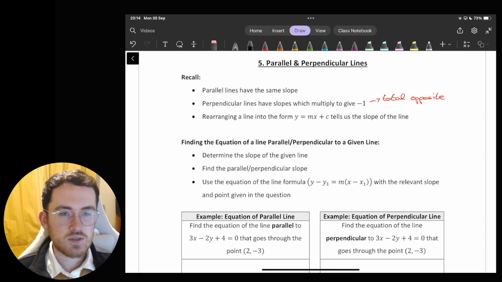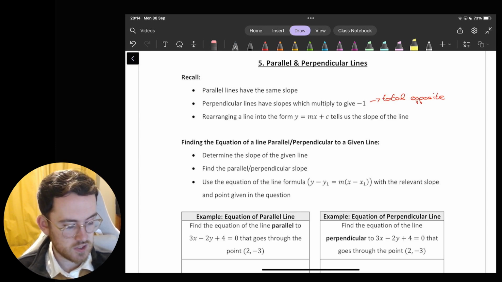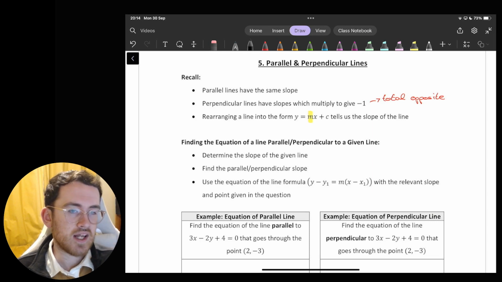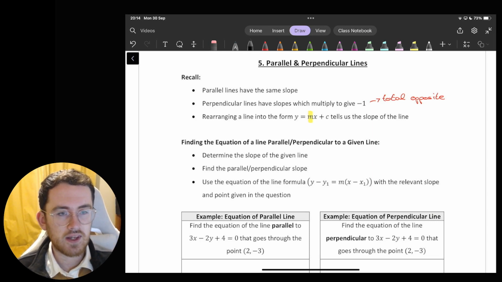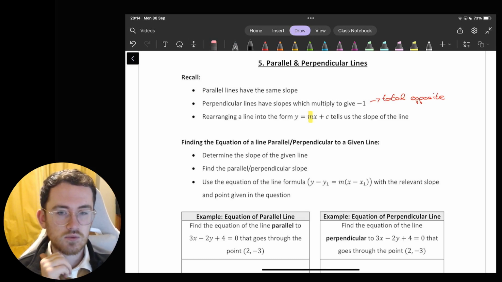Then the next thing, I suppose, is rearranging a line into the form y equals mx plus c. So that slope-intercept form tells us the slope, where it's the coefficient of x. Okay, so if we want to find the equation of a line that is parallel or perpendicular to a given line, really what it comes down to is us first of all recognizing that the words parallel or perpendicular should ring bells in our head of, okay, I'm looking for slope here. So that's the first step.